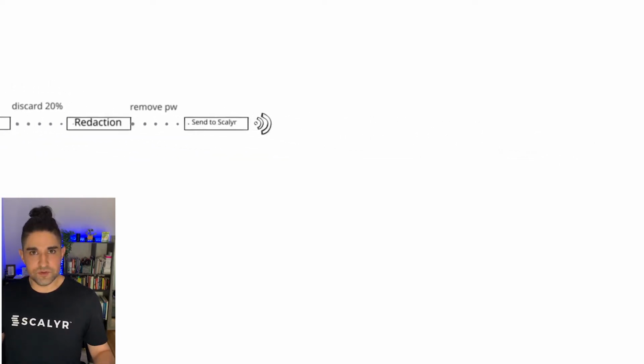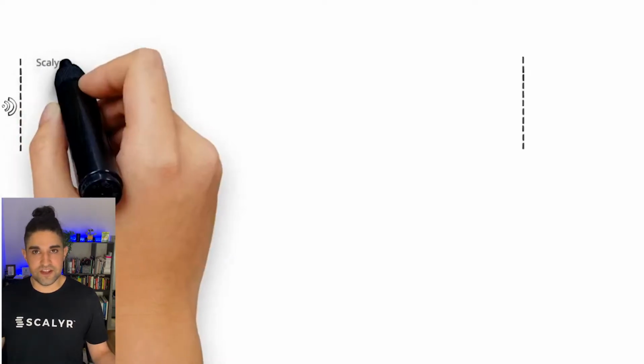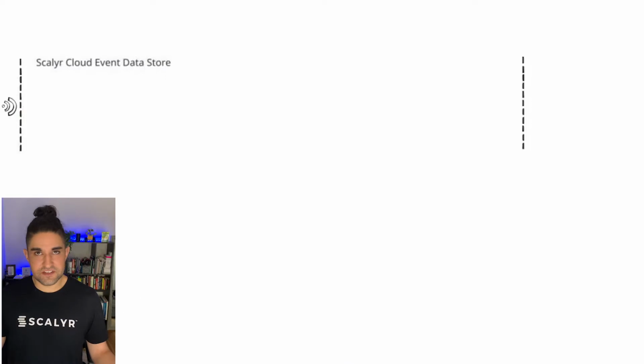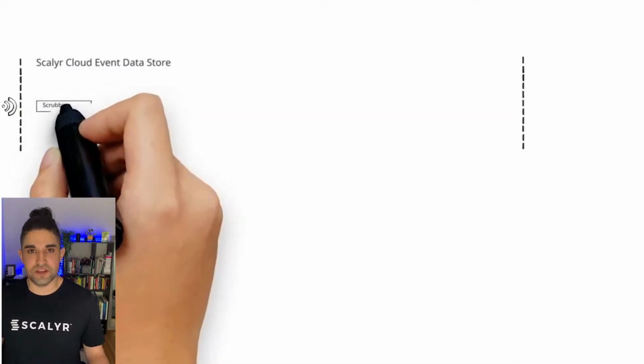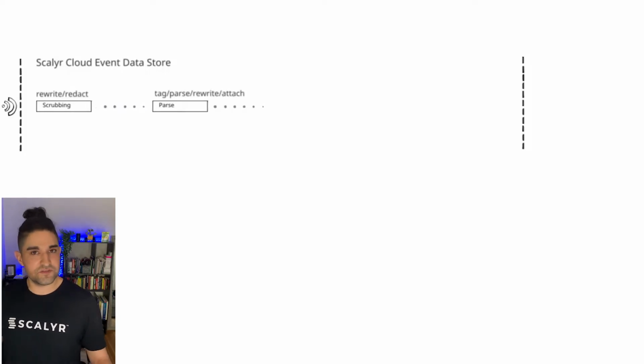When the data moves from your data center into the Scalyr event data cloud, the event data cloud is just going to be picking up logs via the API. From there, it's going to go through another redaction step called preprocessing or scrubbing. What that does is allow you to write a centralized set of rules that are going to rewrite the data before it's ultimately parsed. Then the parser allows you to both discard and rewrite data.